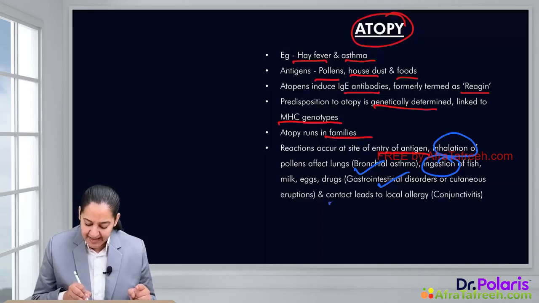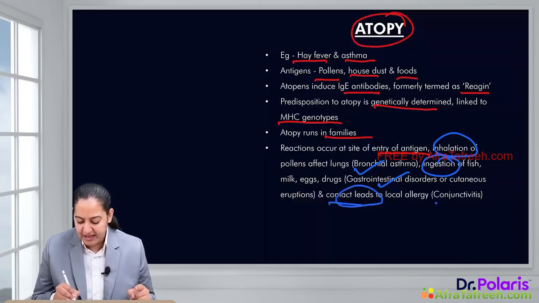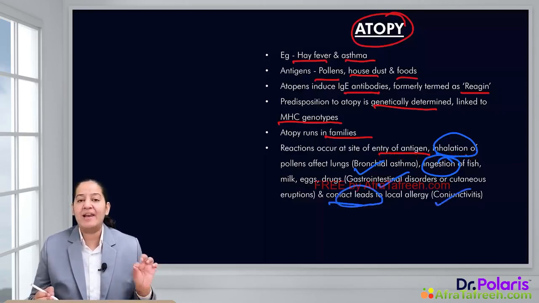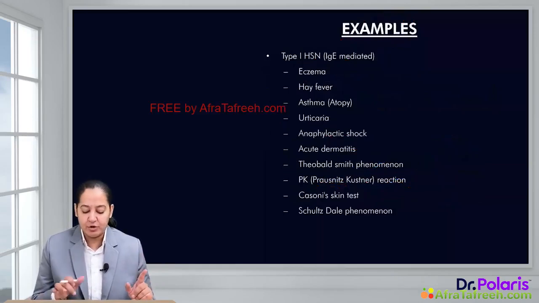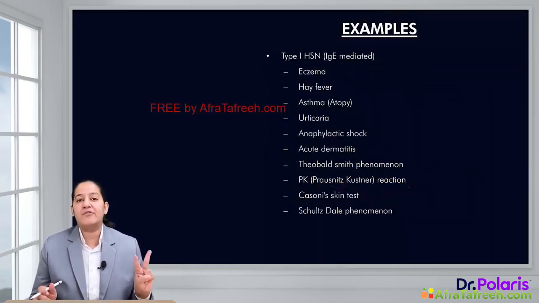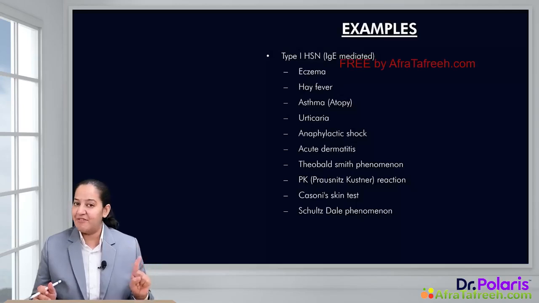If contact lens is leading to the local allergy, it will lead to conjunctivitis. So allergy occurs at the site of entry of the pollen. So that's why it is localized. It is not systemic, it is not generalized. That's why it is known as atopy. So these are the two types of type 1 hypersensitivity reaction, localized one and generalized one.